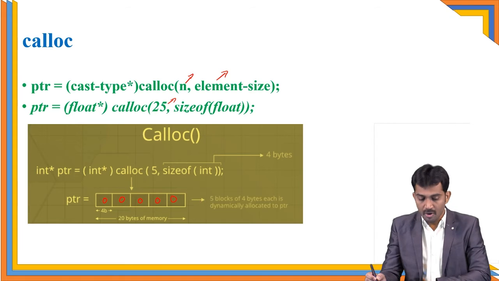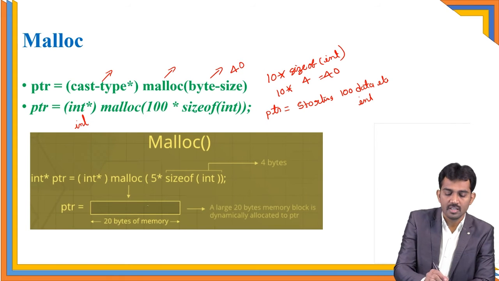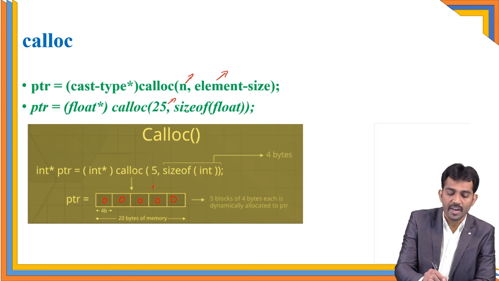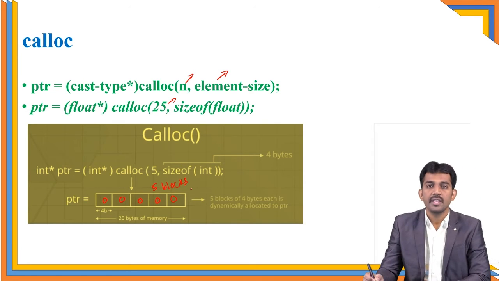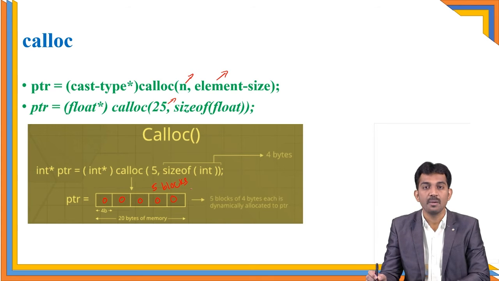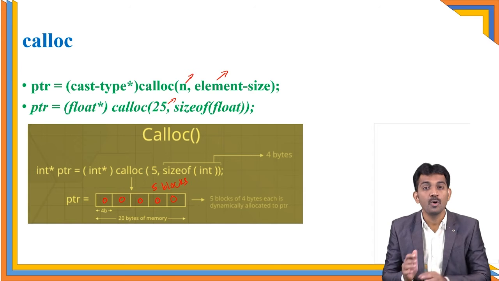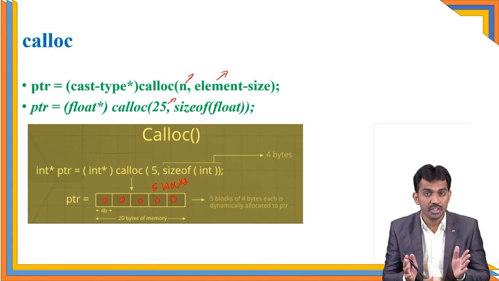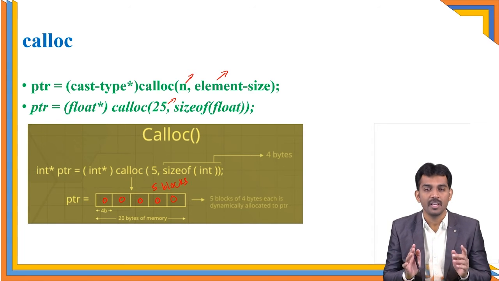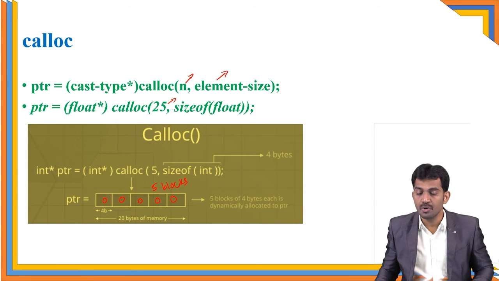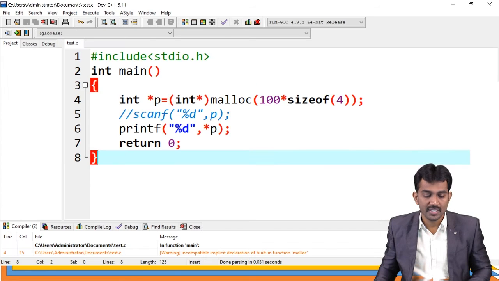Generally, in malloc, observe carefully, it is a single block. But here, calloc is going to give the 5 blocks. That is the main difference between malloc and calloc. Both functions are used to allocate the memory. But if you allocate with calloc, it is going to allocate the memory block-wise. That is why the default value of calloc is 0.